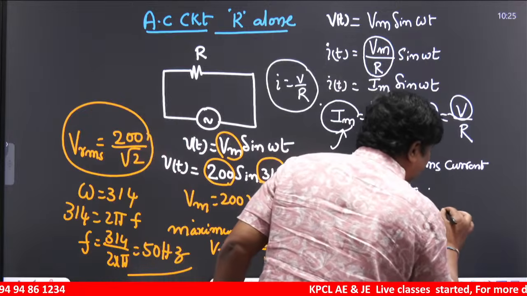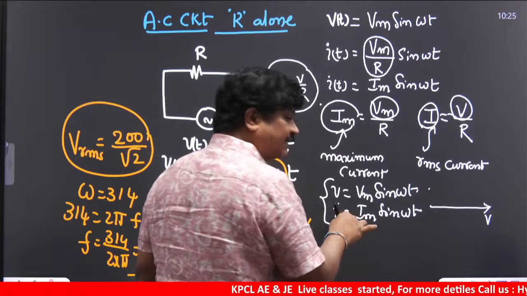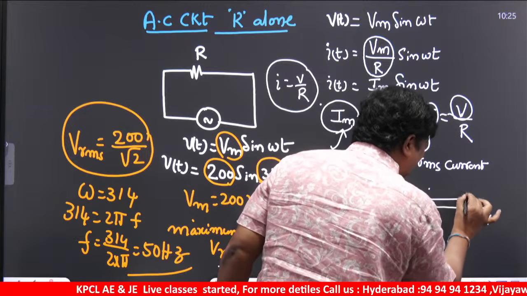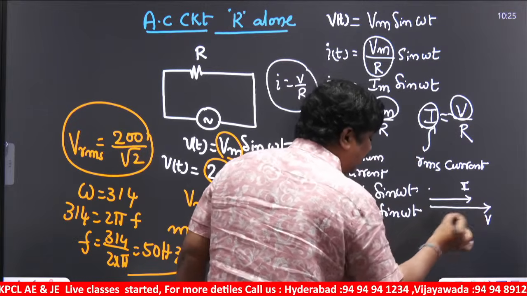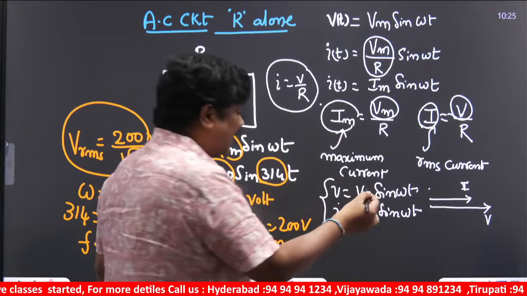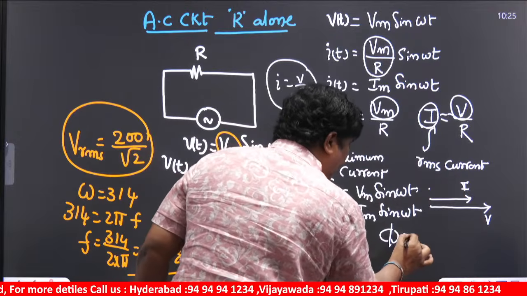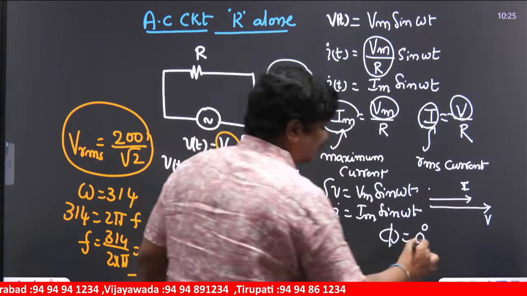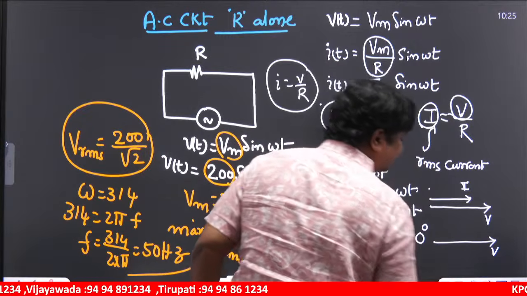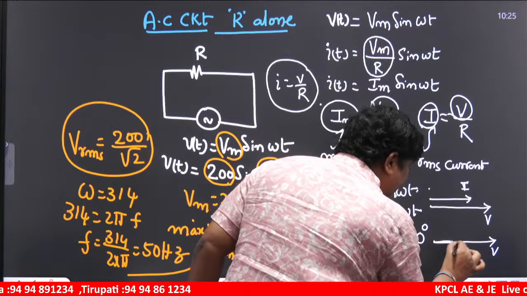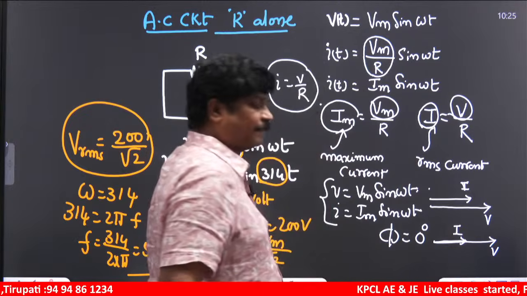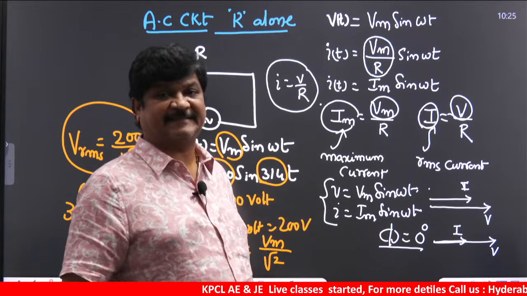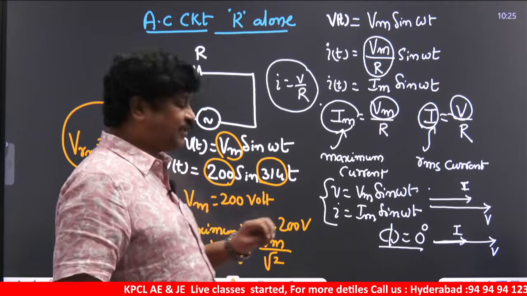Now, if the voltage is here, where is the current? Current is also in the same phase. V and I are in phase. The angle between voltage and current, phi, is equal to 0 degrees. Whenever the voltage V is here, the current I is also here in the same phase. So the angle between voltage and current is equal to 0 degrees.